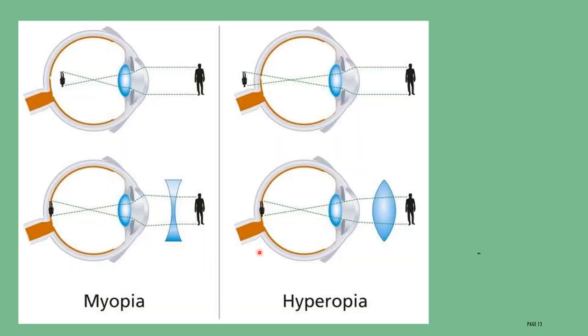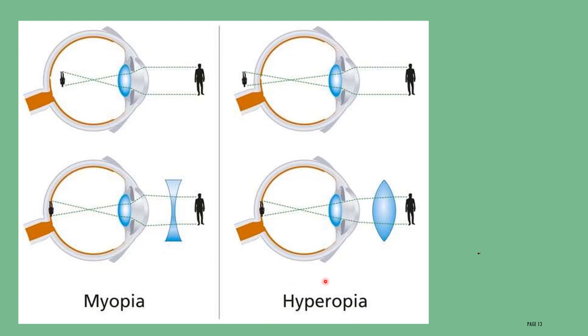Here is the comparison between myopia and hypermetropia. In the case of myopia, the image will form before the retina, but in the case of hypermetropia, the image will form beyond the retina. That is one comparison. To correct myopia, we will use concave lens. Why we will use concave lens? Concave lens is a diverging lens. It will decrease the refraction of light and also it will increase the focal length of the eyeball. That's why we will use concave lens.